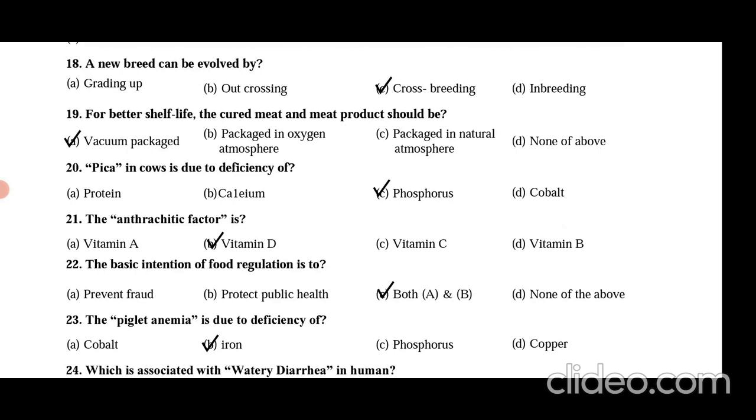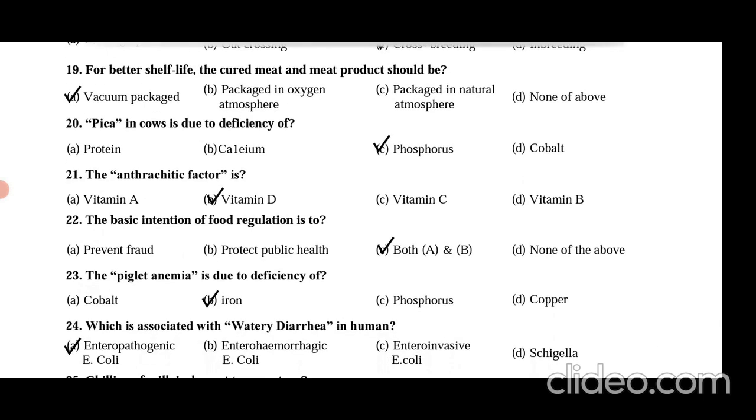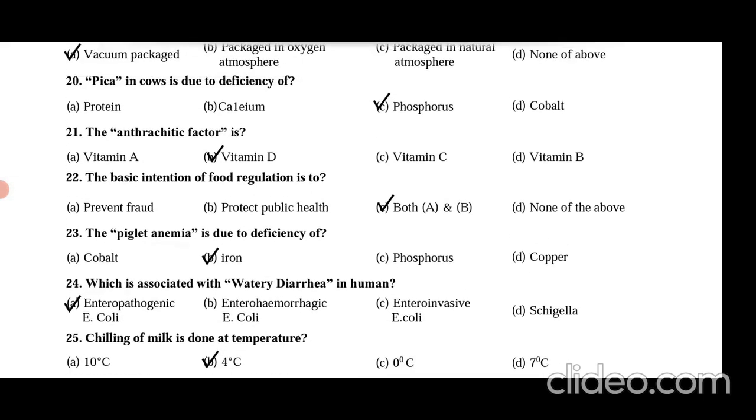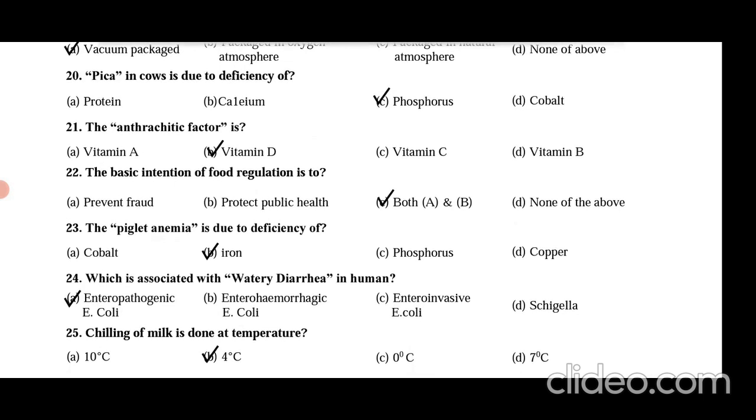What is associated with watery diarrhea in humans? Watery diarrhea in humans is caused by enteropathogenic E. coli, EPEC. Chilling of milk is done at 4 degrees centigrade. Milk is chilled at 4 degrees centigrade.